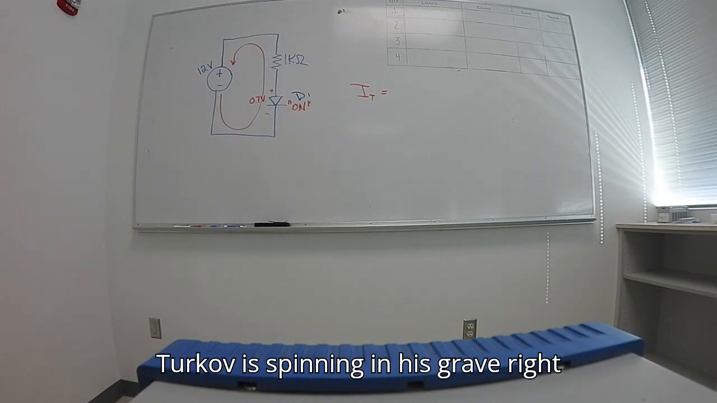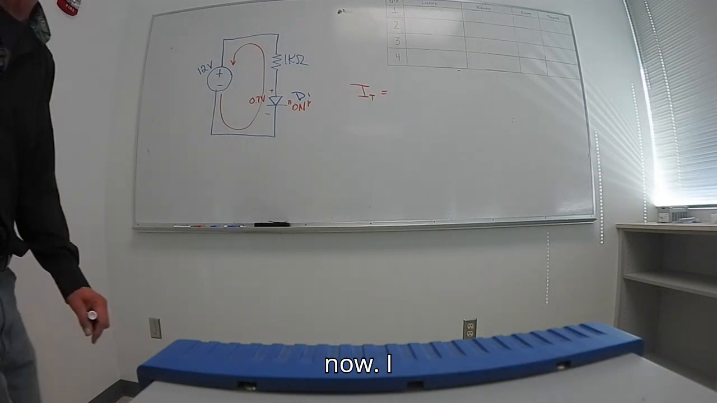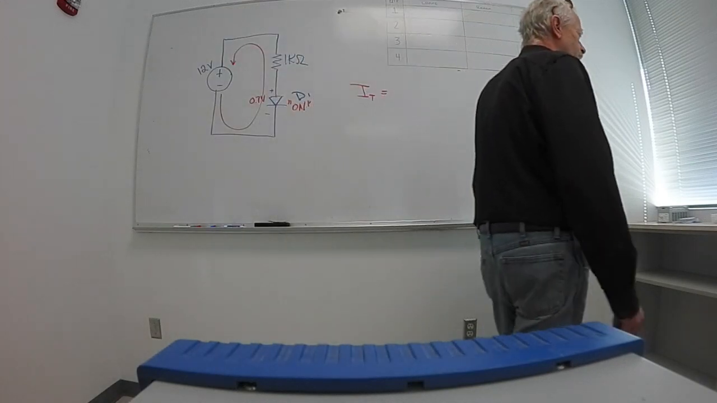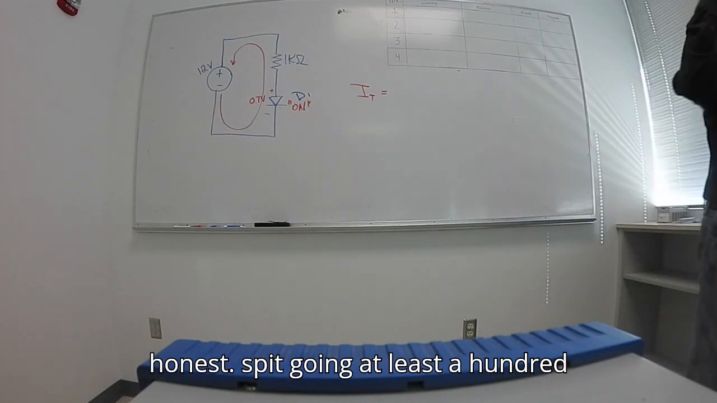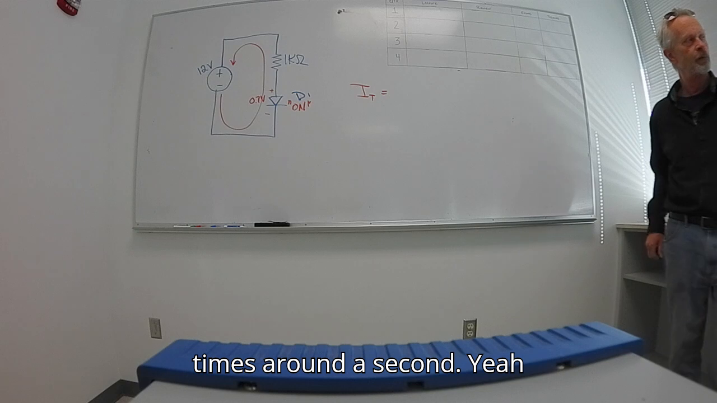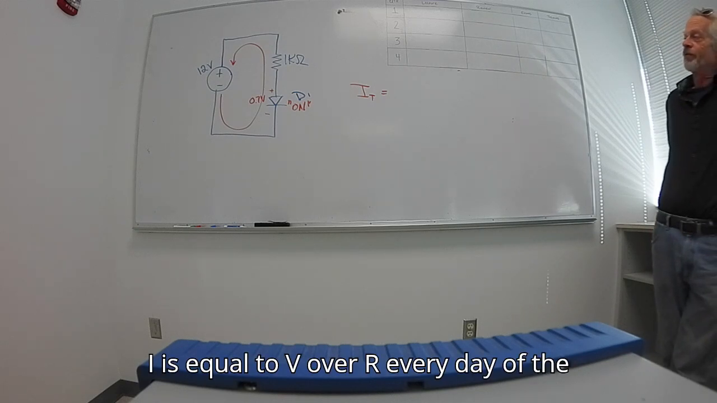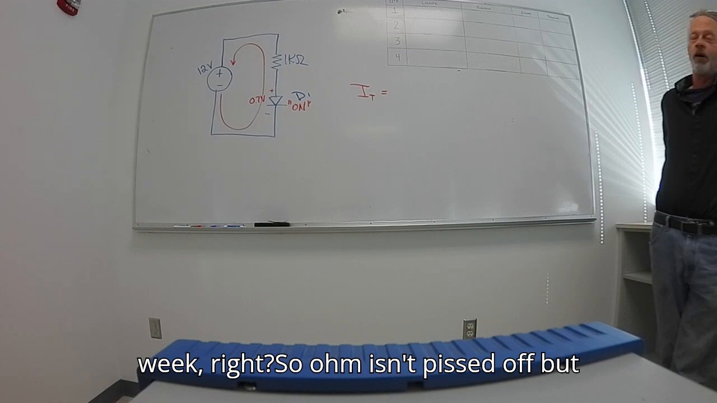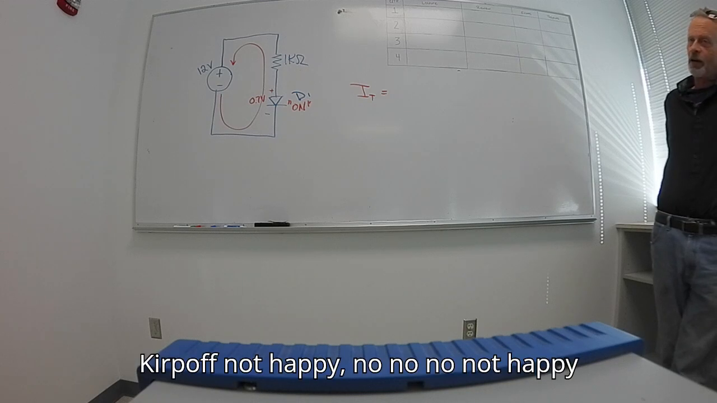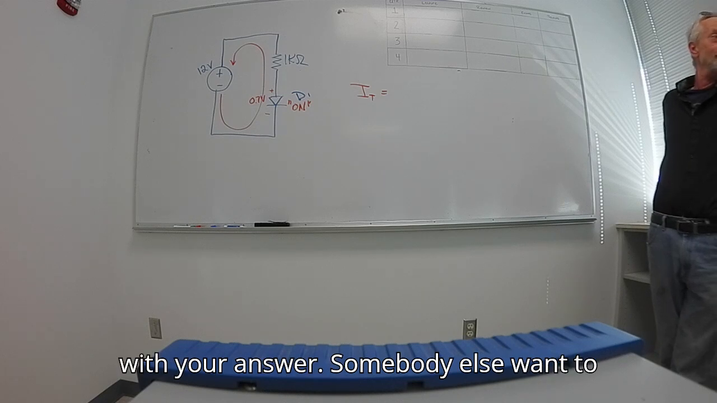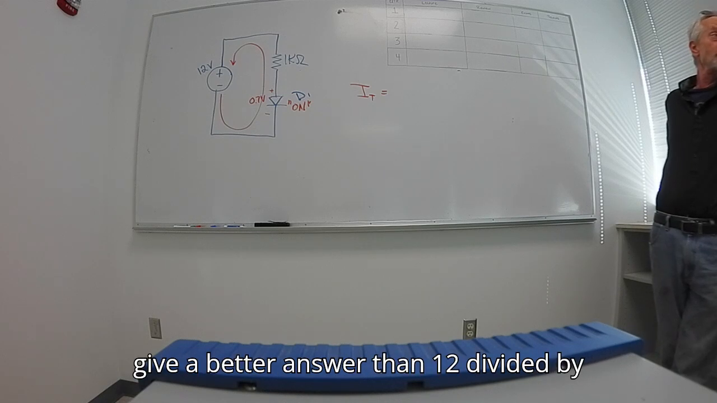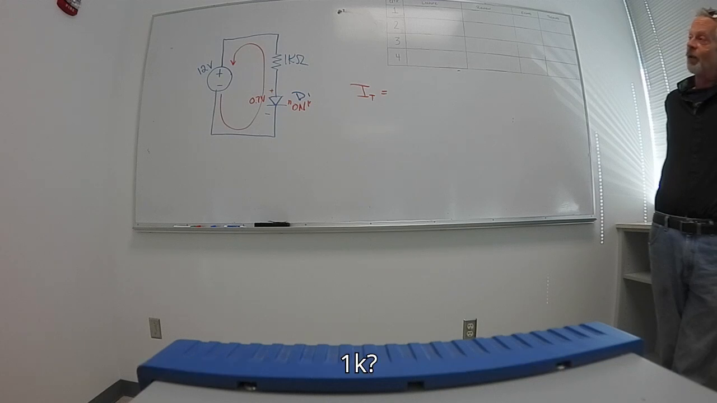Kirchhoff is spinning in his grave right now. I is equal to V over R every day of the week, right? So Ohm isn't pissed off, but Kirchhoff is not happy. No, not happy with your answer. Somebody else want to give a better answer than 12 divided by 1K?